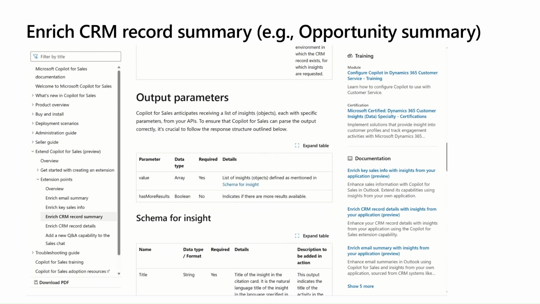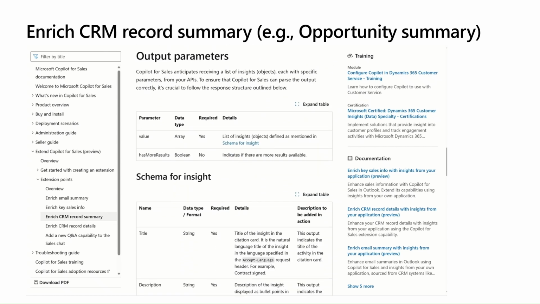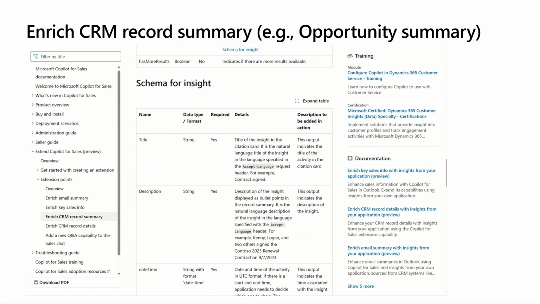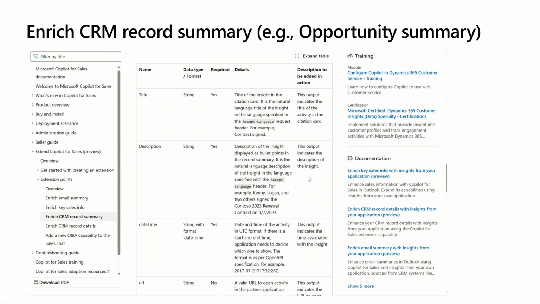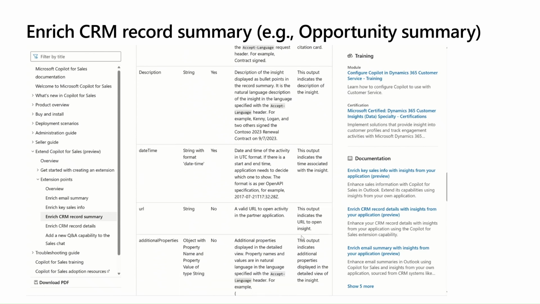Let's have a look at the output parameters now. We have two output parameters. The first one is an array of objects, and the second one is a Boolean. Again here, the most important part is the description of those individual attributes of the object. If you scroll down, we have these additional properties, which is an object. So there is an object within an object.